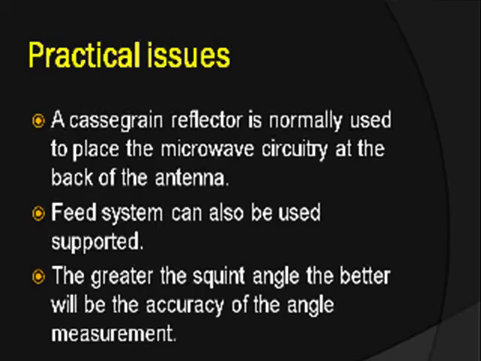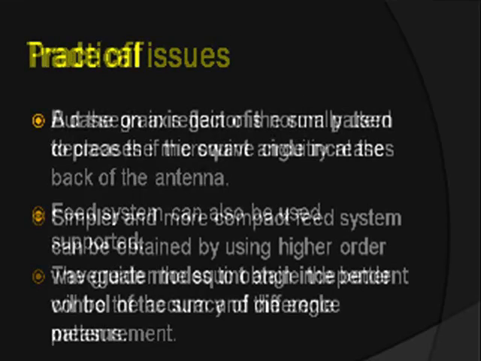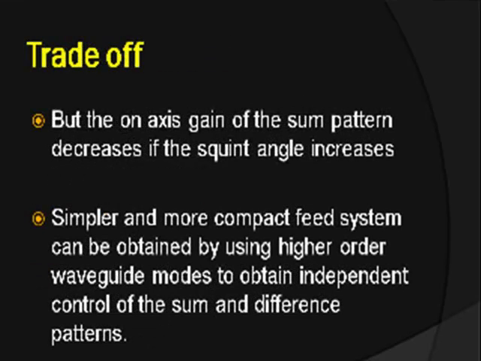Practical issues: generally a Cassegrain reflector is normally used to place the microwave circuitry at the back of the antenna. Feed system can also be used. Feed system can be easily supported with this. The greater the squint angle, the better will be the accuracy of the angle measurement. What is the trade-off? The on-axis gain of the sum pattern decreases if the squint angle increases. So there will be range inaccuracies if you try to improve the accuracy of the angle measurement.